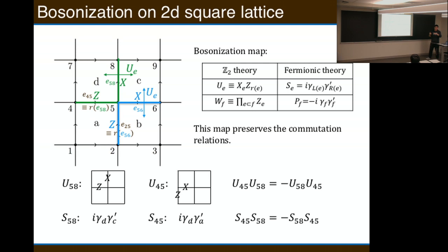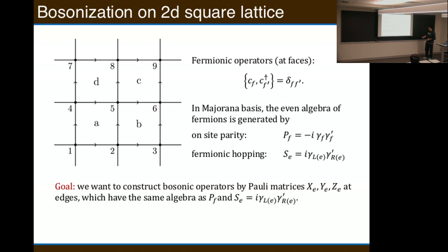So E is the edge? Yeah, E is the edge. But what is L and R? Oh, yeah, I'm sorry. The fermion lives at the face, not at the edge. So let me go back. So the fermion is at the face, and the hopping is across the edges. So the L and R mean the face left of the edge and right of the edge. So for example, on this edge, the hopping is between A and B, like from gamma A to gamma prime B. Yeah, that's right.